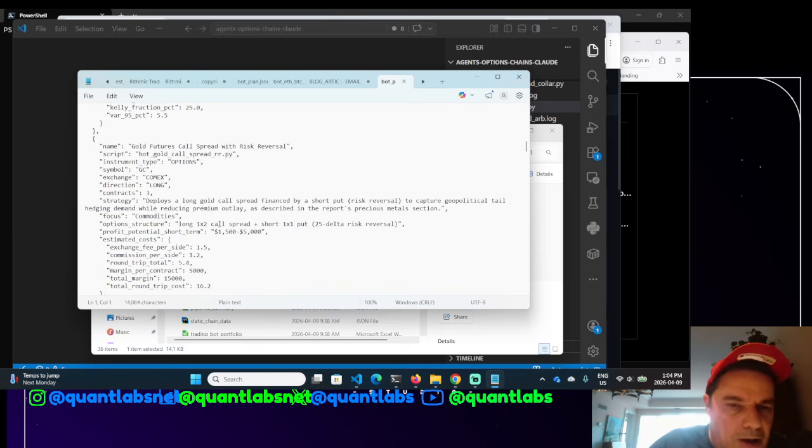So basically it's doing a long one times two call spread plus a short 1+1 put where it has a 25 delta risk reversal. That's all option trading speak. Now I have a whole course on that, but you can see basically it's using the institutional mindset instead of retail. Let me talk about retail for a minute.